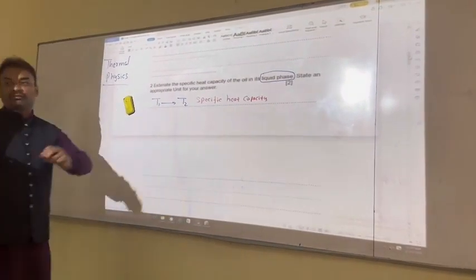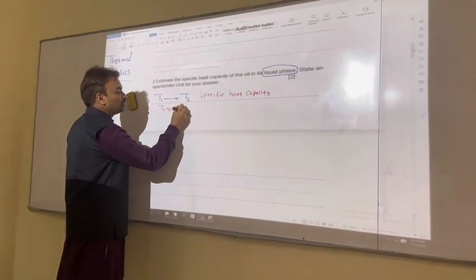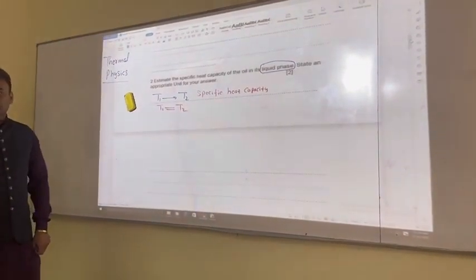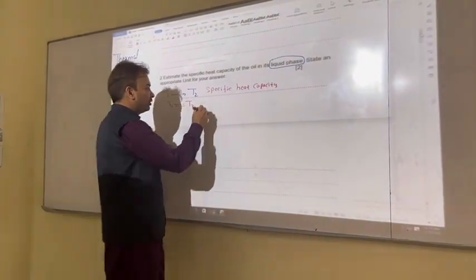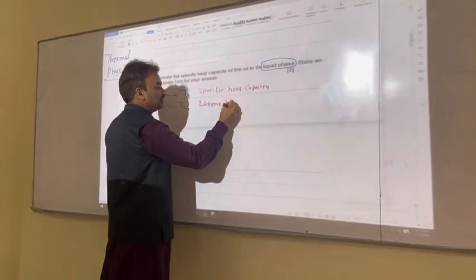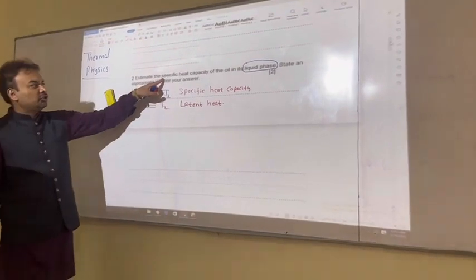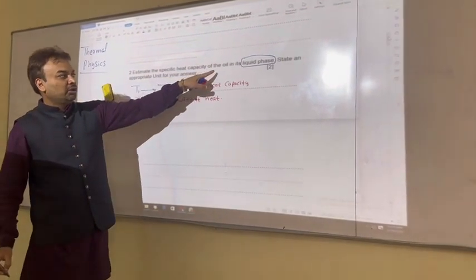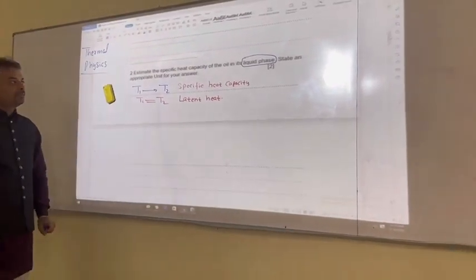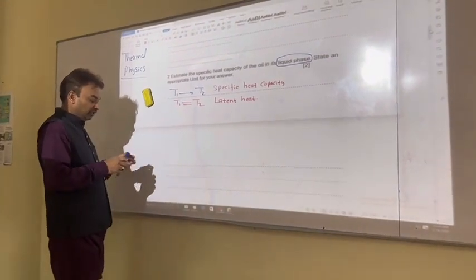But when temperature is constant, means T1 is equal to T2, temperature remains constant during any process, then we use the concept of latent heat. But in our question, estimate the specific heat capacity of the oil in its liquid phase, state an appropriate unit for your answer. So you will use the formula for the specific heat.